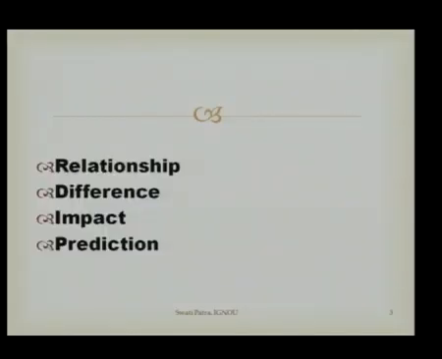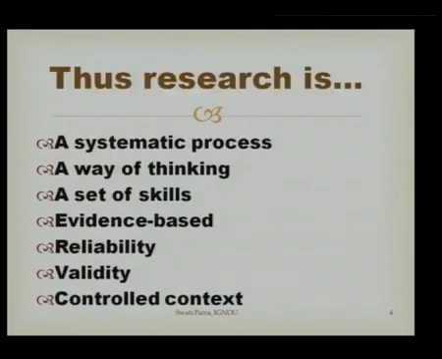So basically, research usually focuses on these four different aspects: finding out the relationship between different variables, finding out difference, studying the impact of certain variables on some aspects, and finding out the prediction of a particular issue or phenomenon. So basically, research focuses on all these aspects. So we can say that research is a very systematic study, and it involves all these processes. It is a way of thinking, and it consists of different skills.